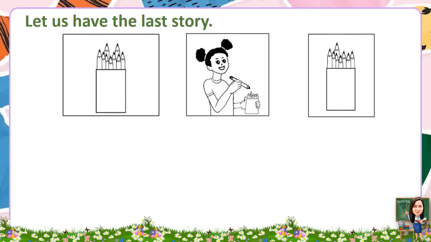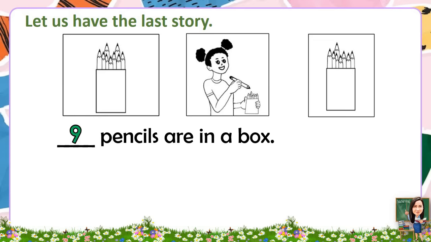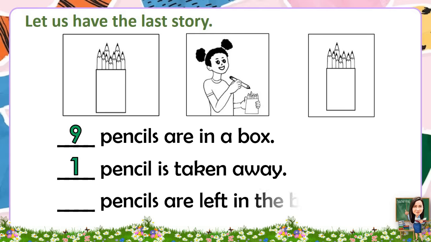Let us have the last story. In the first illustration, 9 pencils are in a box. In the second illustration, 1 pencil is taken away. Then how many pencils are left in the box? In the third illustration, 8 pencils are left in the box.